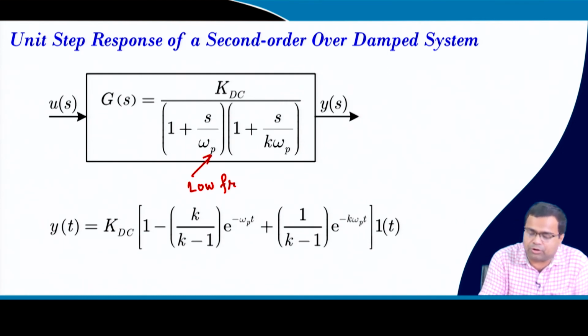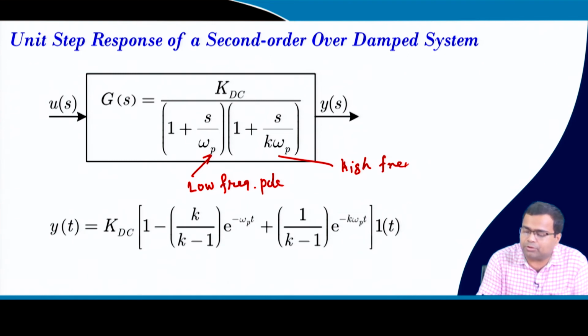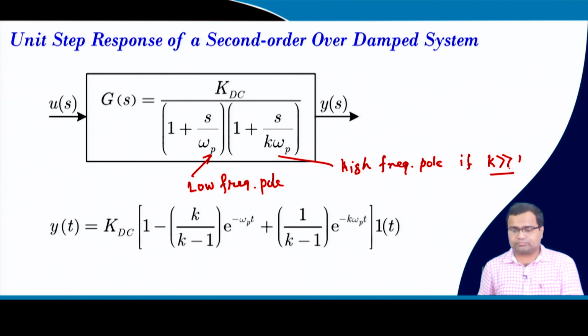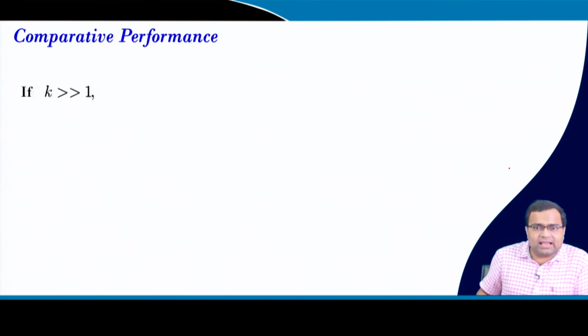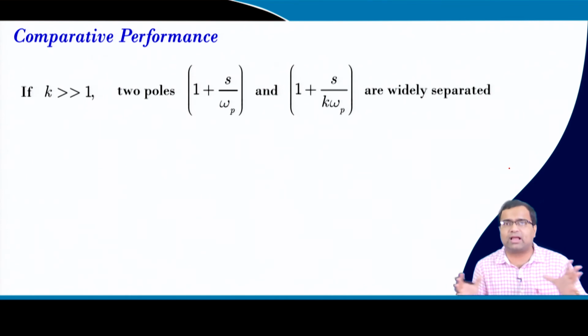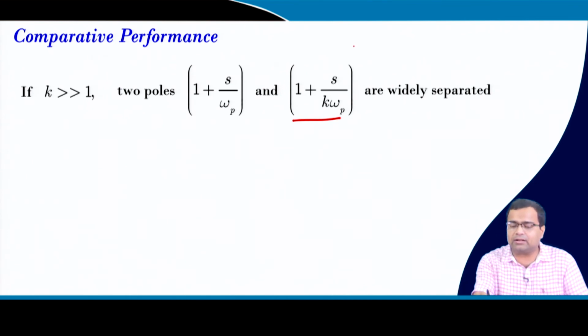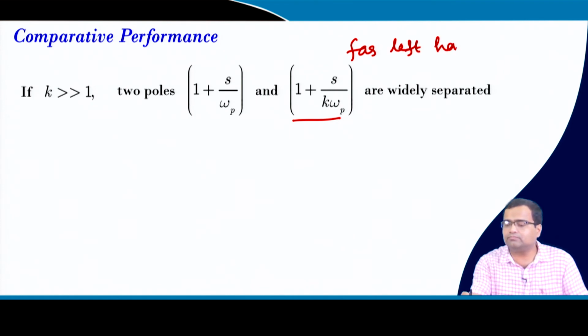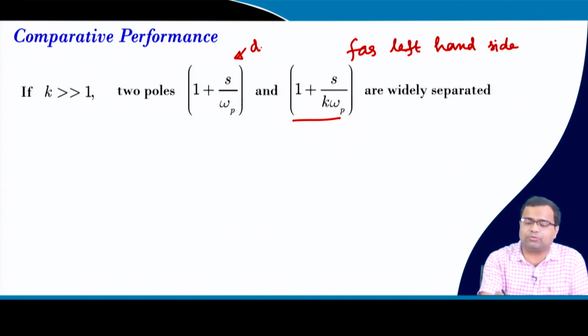So this is our low frequency pole, and this is our high frequency pole if K is much greater than 1. Now, if K is much greater than 1, the two poles are widely separated. This pole is far in the left hand side, and this will be our dominant pole that we have studied.